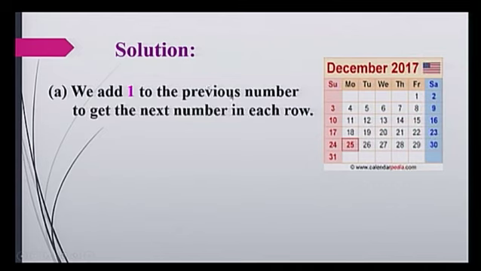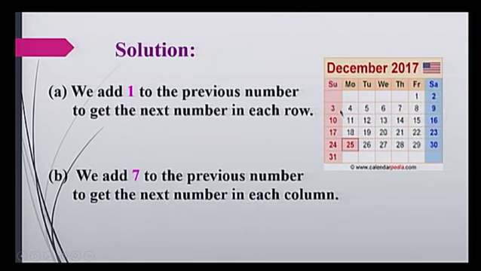So if you look at the numbers 3, 4, 5, 6 and so on in this row, you can see that we are adding 1 to the previous number to get the number in each row. For example, 3 plus 1 gives me 4. 4 plus 1 gives me 5 and so on. Now, if we look at the different numbers in this column, for example, 3, 10, 17 and so on, you can see that we are adding 7 to the previous number to get the next number in each column. 3 plus 7, 10. 10 plus 7, 17 and so on.